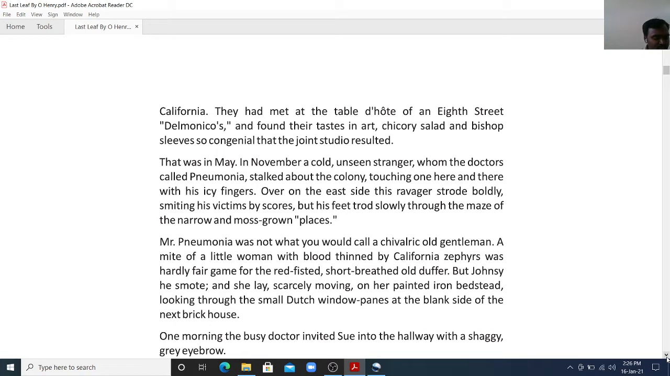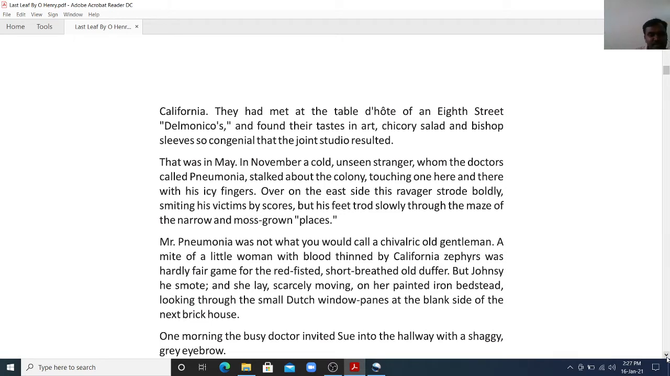She lay scarcely moving on her painted iron bedstead, so she did not move. She was attacked with pneumonia, and she could not breathe well, so she is not as active as she was before. She lay scarcely moving on her painted iron bedstead, looking through the small Dutch window panes. So when she was lying on the bed, she was looking through the Dutch window panes.